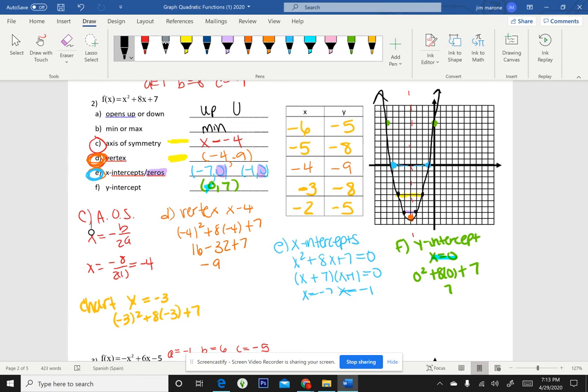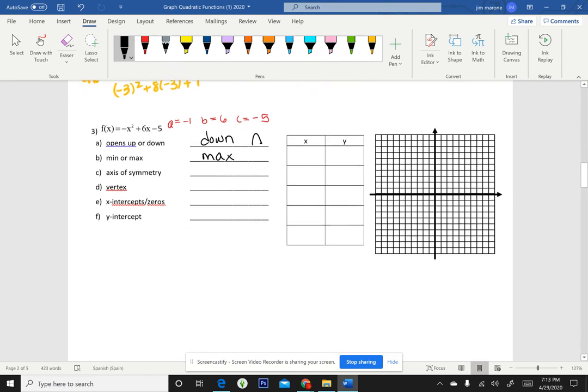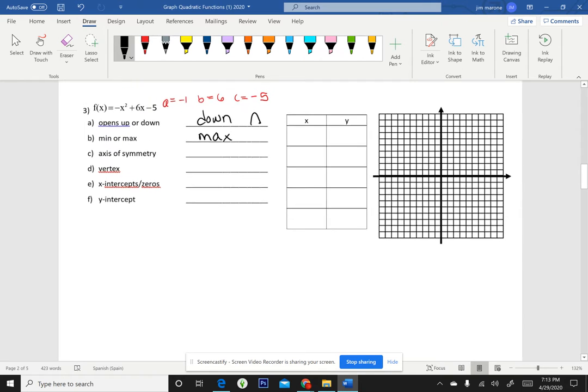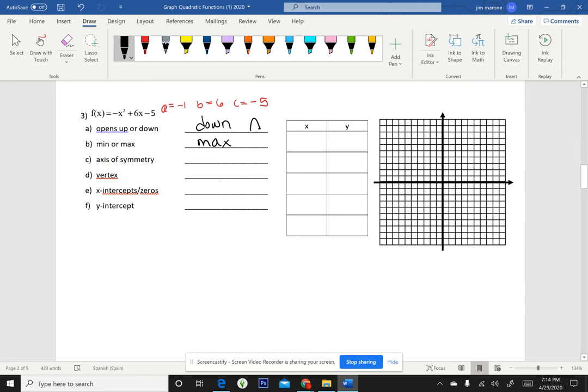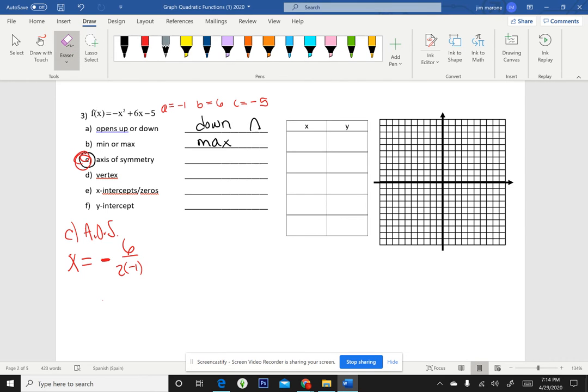And it's all done. So the next one, A is -1, B is 6, and C is -5. So I know this parabola opens down and there's going to be a maximum. So for my axis of symmetry, which is part C really, is x equal to -b over 2a, which is -6 over 2 times -1. So it's equal to positive 3. So my axis of symmetry is x equals +3.